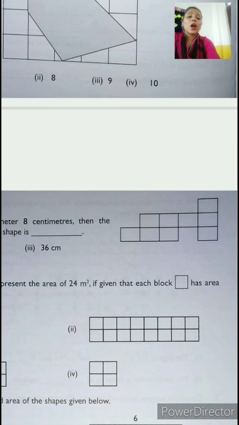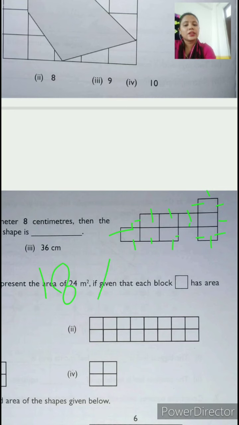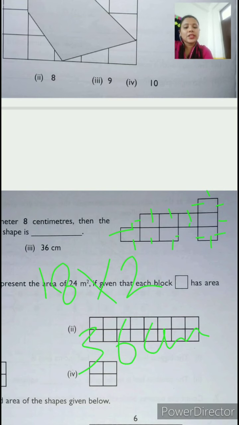So now just count the number of sides. That is 1, 2, 3, 4, 5, 6, 7, 8, 9, 10, 11, 12, 13, 14, 15, 16, 17, 18. So it's a total of 18 sides and each side is 2 centimeters long. So multiply 18 by 2. 18 times 2 is 36. So the perimeter is 36 centimeters. The answer is option number 3.